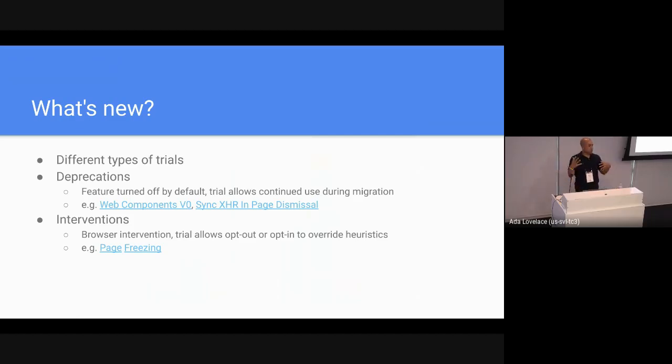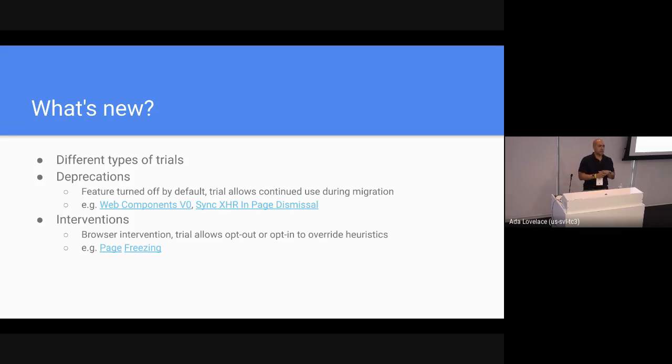But developers need time to migrate their sites. So the idea is you can sign up for a deprecation trial, and that will let you keep using the feature, even though we've turned it off by default. So it's the flip side of experimenting with a new feature. Like I said, Web Components V0 is the big one. And very recently, we're trying to disallow doing sync XHRs in page dismissal. So again, we have an escape hatch for that.